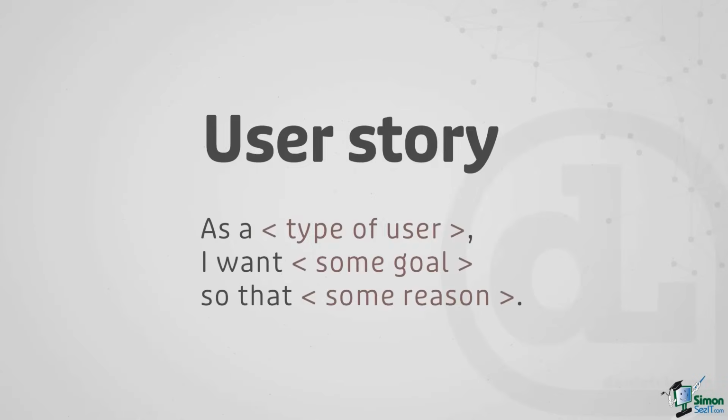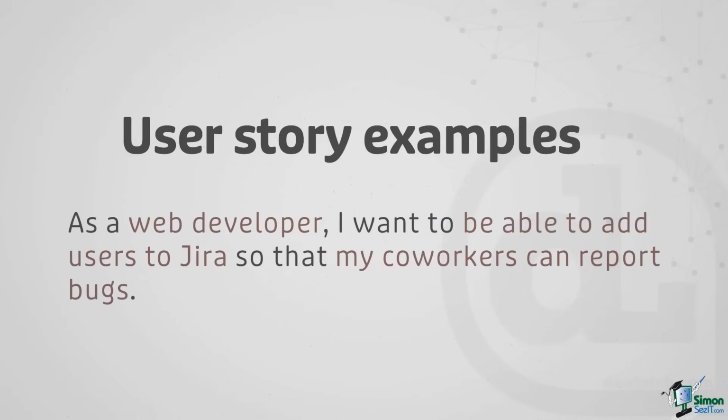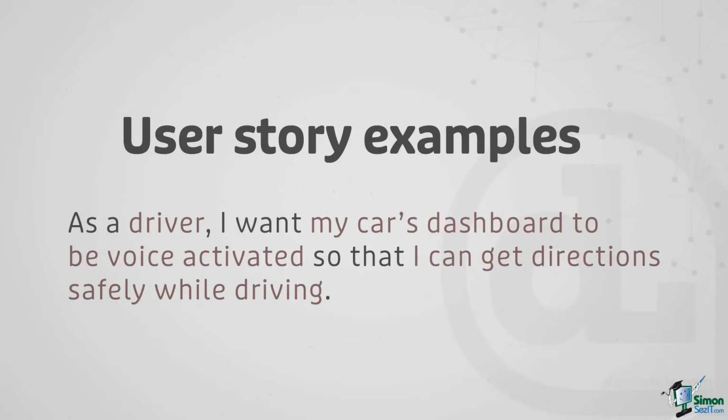What this is referring to is a concept inside of Agile methodology called user stories. So a user story has a formula that goes something like this. As a blank type of user, I want blank, some sort of goal, so that blank, some sort of reason. Here's an example. As a web developer, I want to be able to add users to Jira so that my coworkers can report bugs. Or another example would be, as a driver, I want my car's dashboard to be voice activated so that I can get directions safely while driving.